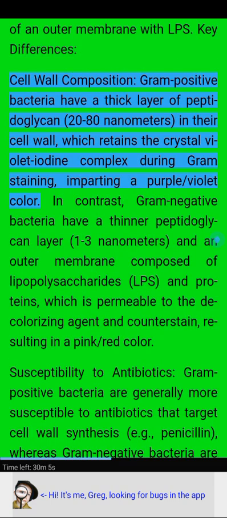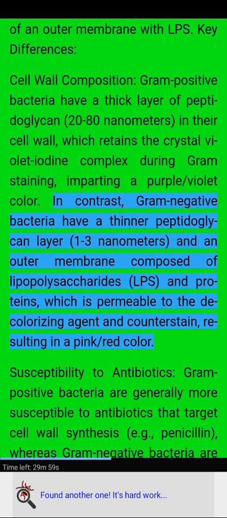Key differences. Cell wall composition. Gram-positive bacteria have a thick layer of peptidoglycan, 20 to 80 nanometers, in their cell wall, which retains the crystal violet iodine complex during gram staining, imparting a purple-violet color. In contrast, gram-negative bacteria have a thinner peptidoglycan layer, 1 to 3 nanometers, and an outer membrane composed of lipopolysaccharides, LPS, and proteins, which is permeable to the decolorizing agent and counterstain, resulting in a pink-red color.